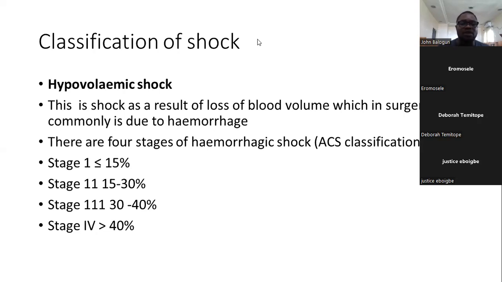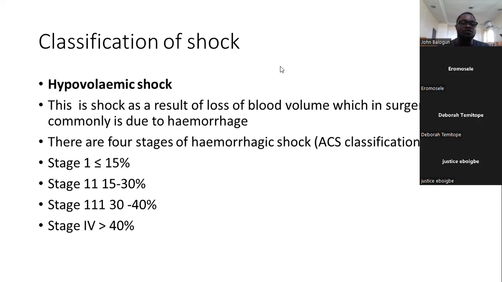Okay, someone asked, is hemorrhagic shock the same as hypovolemic shock? The answer is no. Hypovolemic shock is a big heading that comprises hemorrhagic shock, shock arising from vomiting, shock arising from diarrhea, shock arising from third space loss. So hypovolemic shock is a big term that encompasses everything that involves loss of fluid from the body that results in shock.